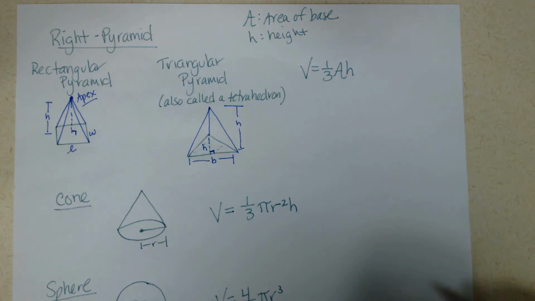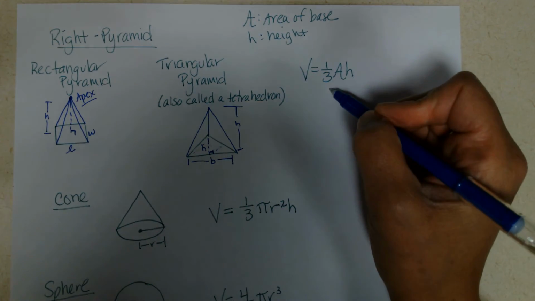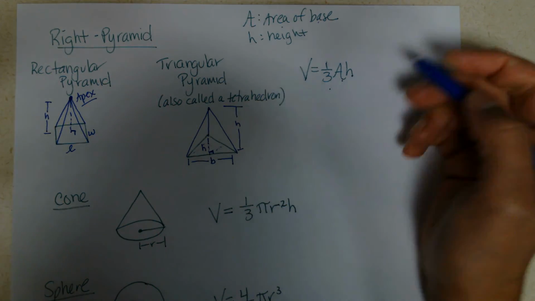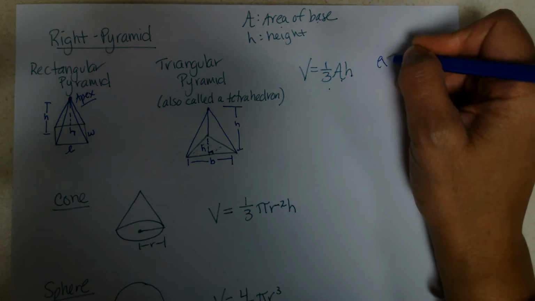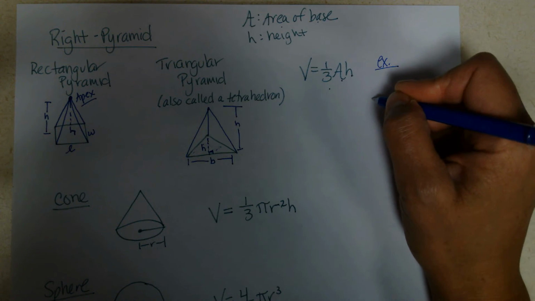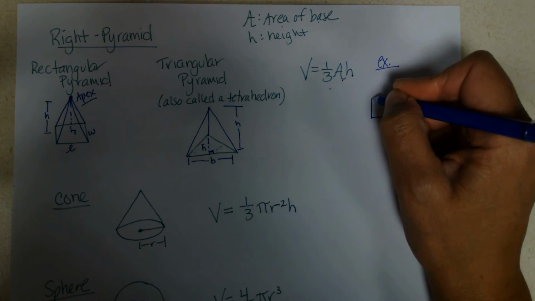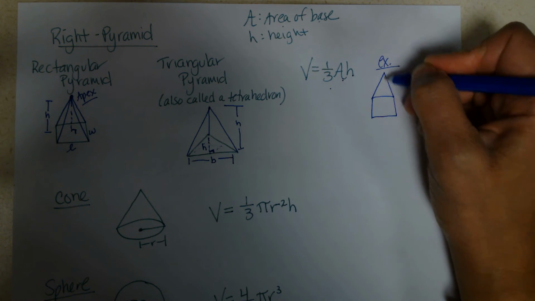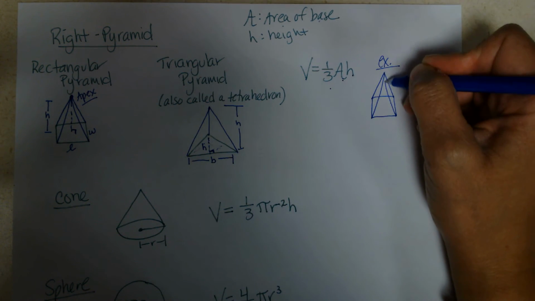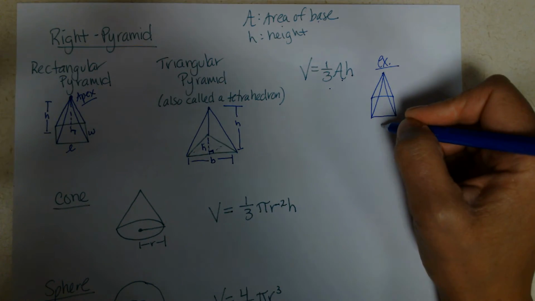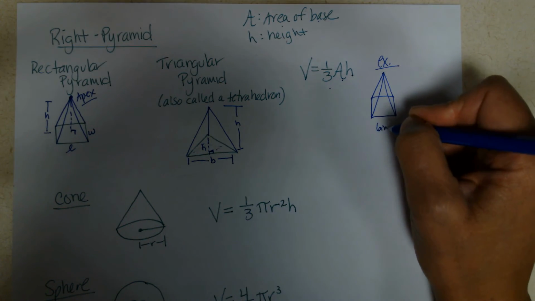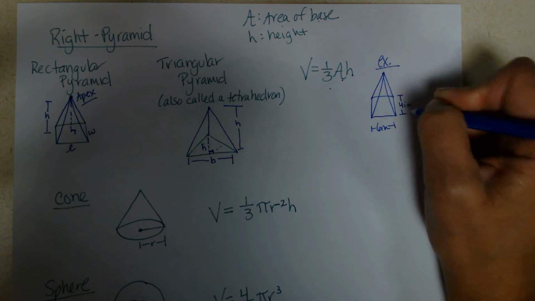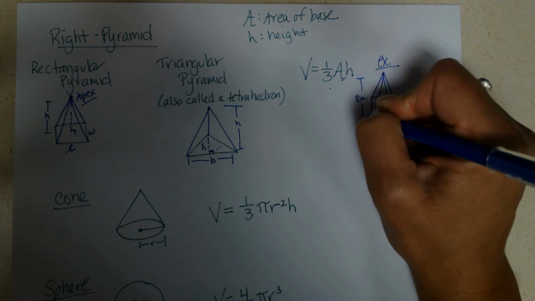Okay, let's calculate one. So our volume is 1/3 times the area of the base. So we have to look to see what base we're dealing with, and then the height. So here's our example. Let's do that rectangular prism. Let's draw a nice square, connecting everything up to an apex. We're going to put a length in of 6 inches. We'll put a width in of 4 inches. And let's make this 8 inches tall.